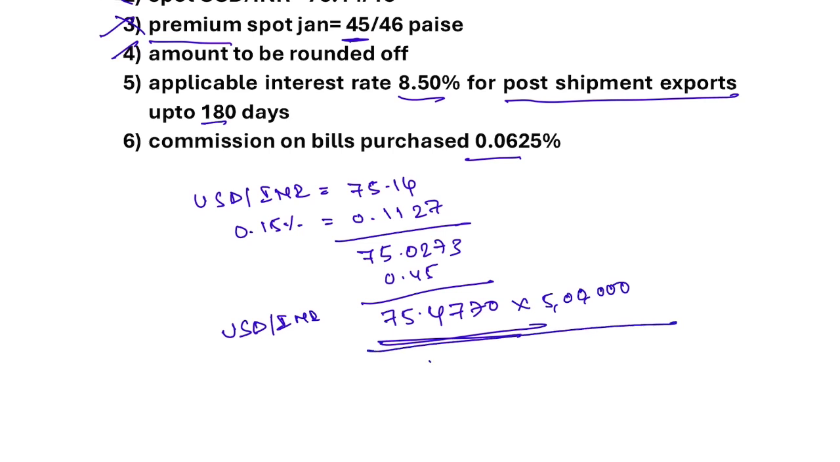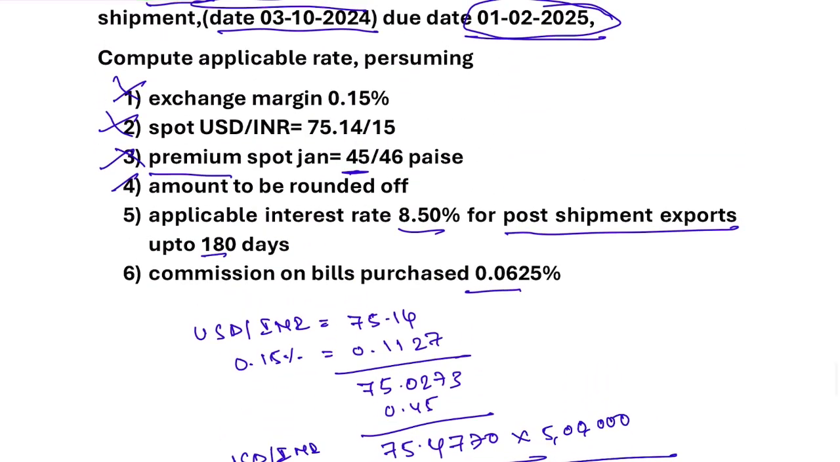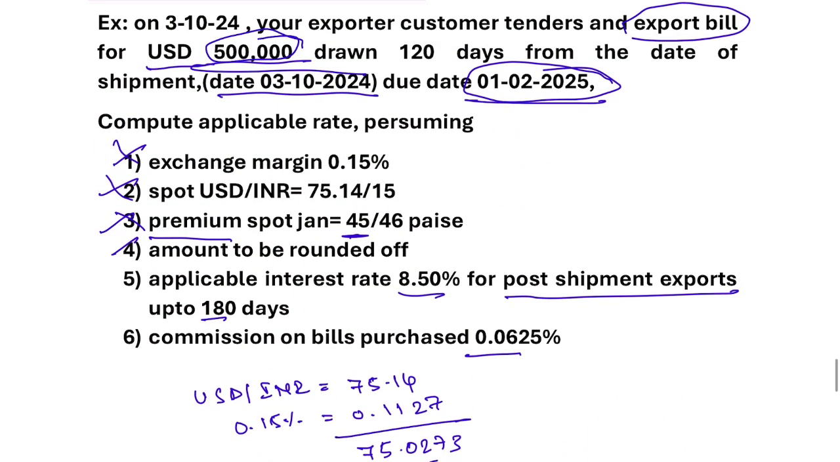That is 3,77,38,500 rupees. Got it? But the bank already given some finance, that is post shipment export finance, at the rate of 8.50. How many days? 180 days. Generally post shipment export finance is given for 180 days only. So that is at what percent? 8.5. The bank already given the finance, that we should deduct it.